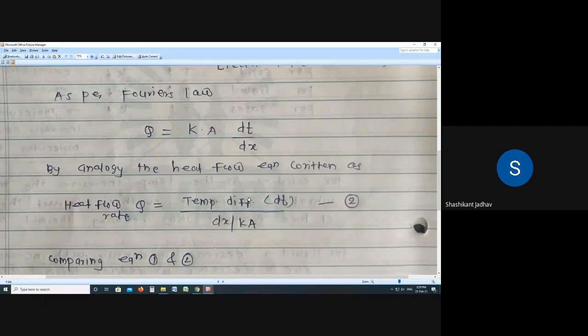Q is flowing because of the temperature difference. Similarly, current is flowing because of the potential difference.